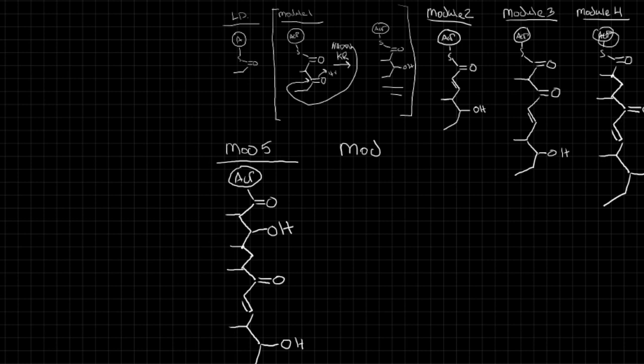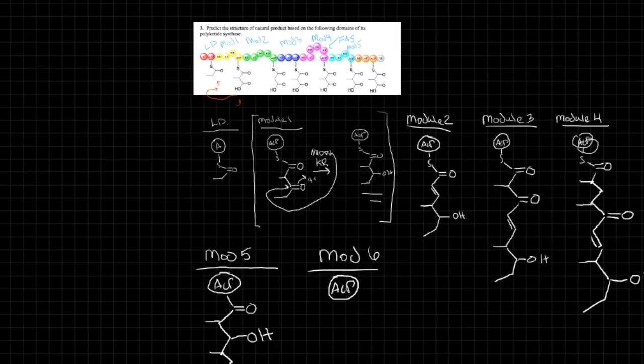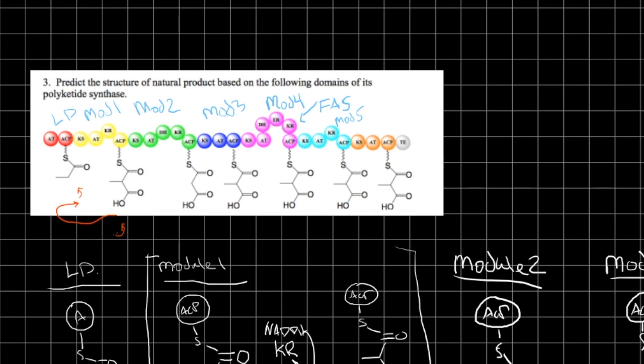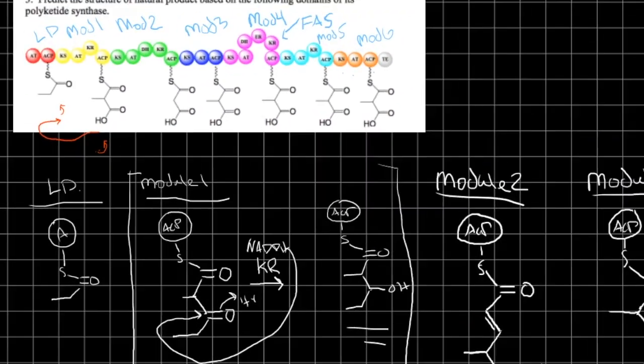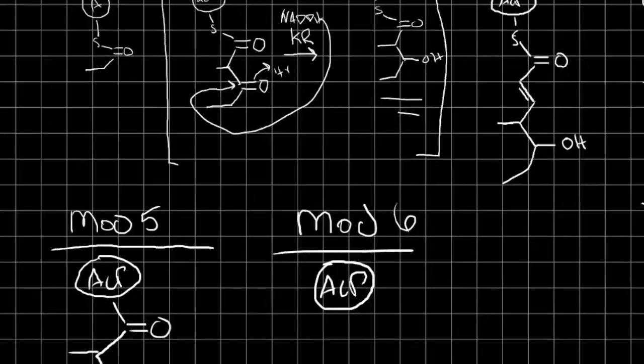Module 6. I'll draw this one out, I just couldn't see it over there, so I figured that would be easier. ACP. Let's go check out what we have. All right, so the last one, module 6, is over here, and you can see that KS-AT-ACP. All right, so in this case, all we need to do is add a keto group, and then we have to worry about this TE at the end.